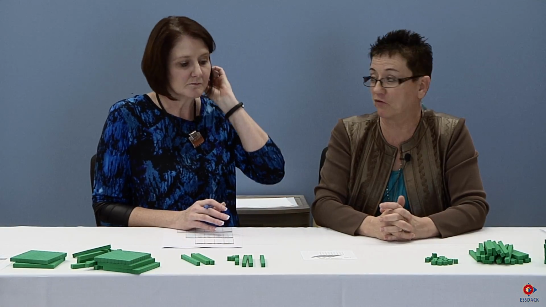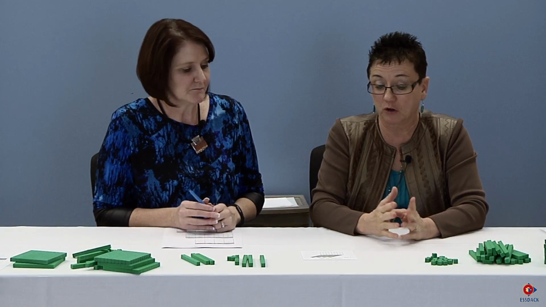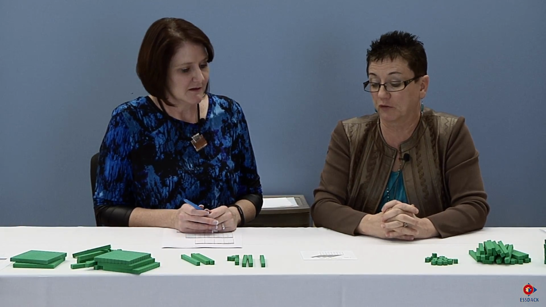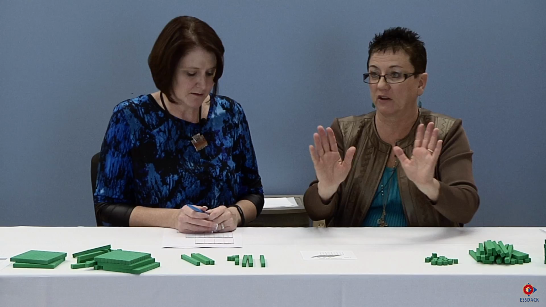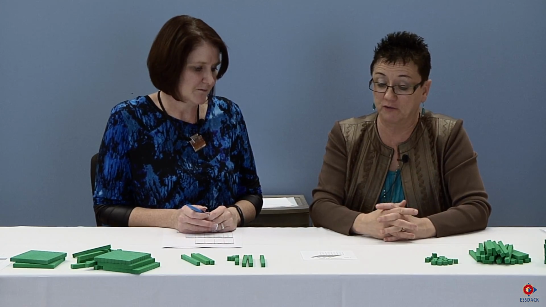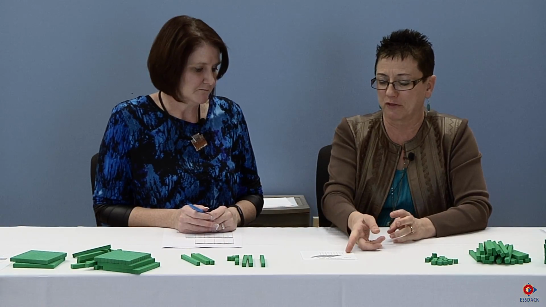Right. We give you some value in those places. Absolutely. So again, on 7,453, we would expect 7 thousands, 4 hundreds, 5 tens, and 3 ones as the most efficient way to solve that. But if you skip on down, do that third one for me.